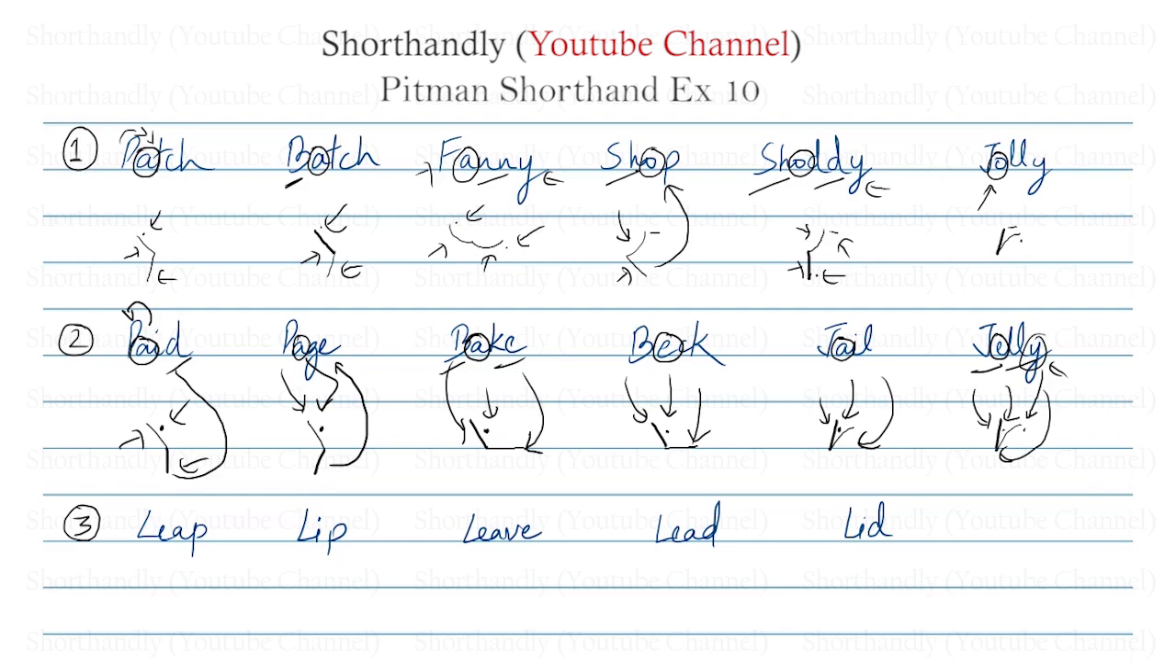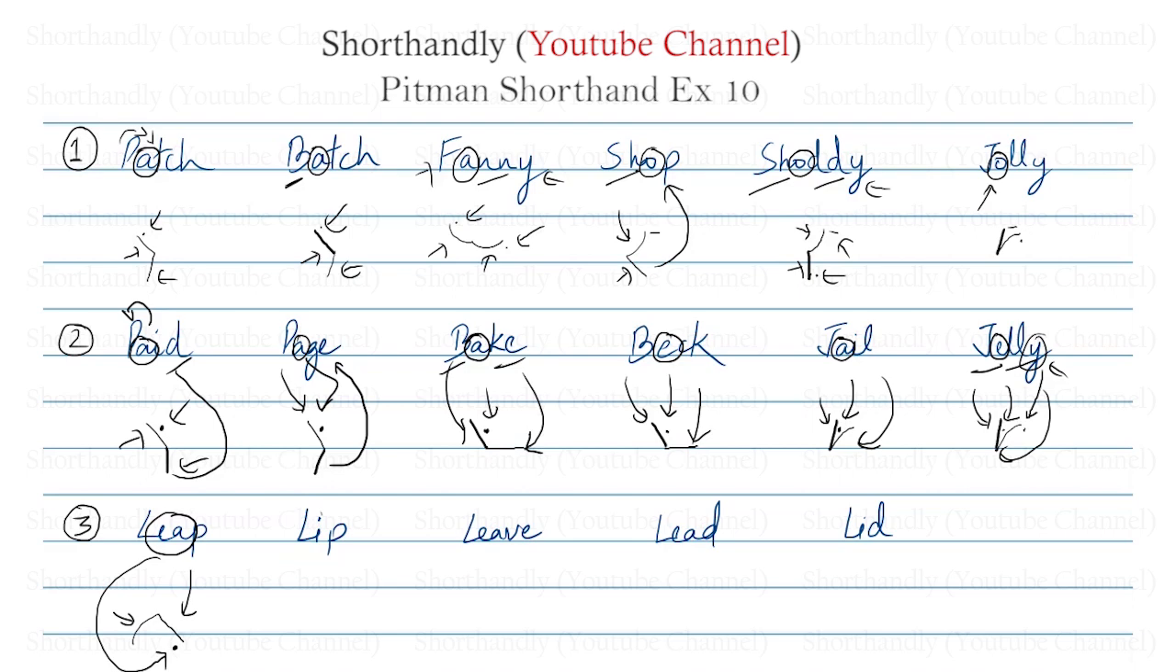Let's move on to the third line. Leap. We are getting the sound of E as in V, so we'll be putting the heavy dot on the third place after the L consonant. So leap will be written like this. This is L, then P, and here we had the vowel V. So that's our word leap.